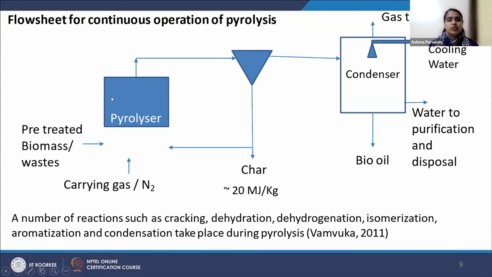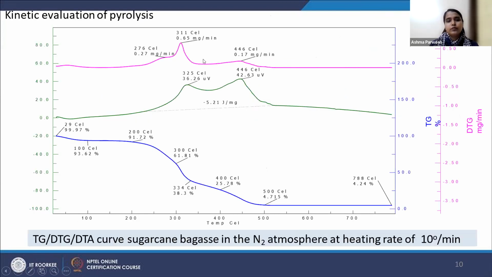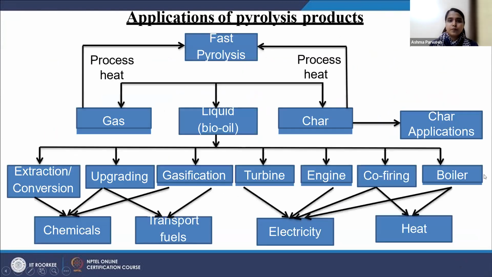So here is a flow sheet. We have a pyrolyzer, then a separator from which we get the char, and the flue gas we have got, we condense it and we get the bio oil. And we get the gas after treatment. Gases are either further processed, or cleaned and then released into the atmosphere. So please refer to the slides for these.